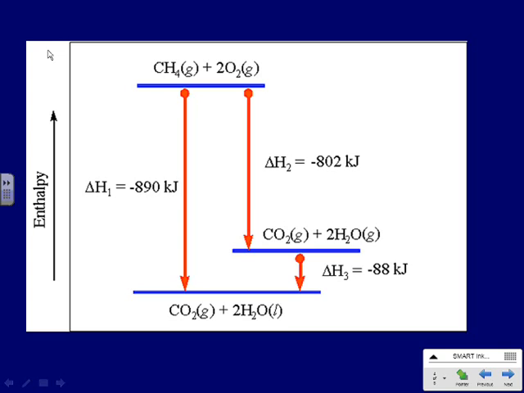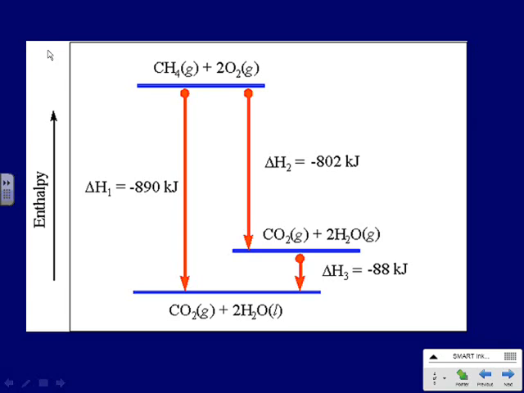The delta H for combustion that results in gaseous water is only negative 802 kilojoules. But then the delta H for the change of state from a gas to a liquid, which is also exothermic, is another negative 88 kilojoules. Whether you think of the reaction as being one step all the way to liquid, or two steps, combustion to the gas and then condensation to the liquid, it doesn't matter. It still results in the same amount of energy.